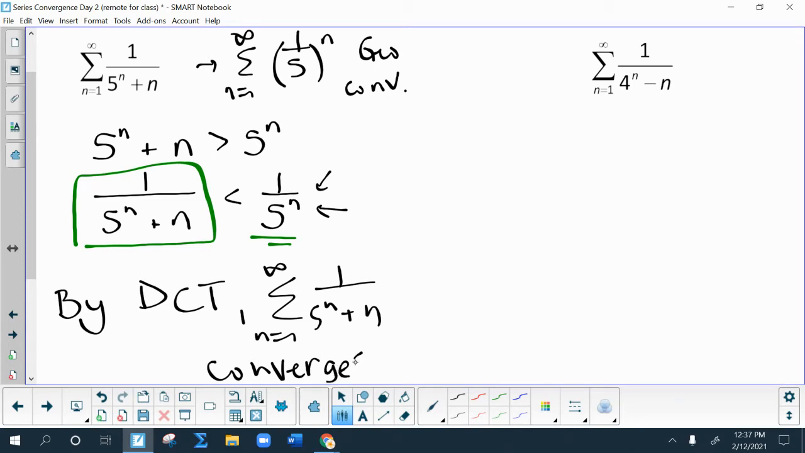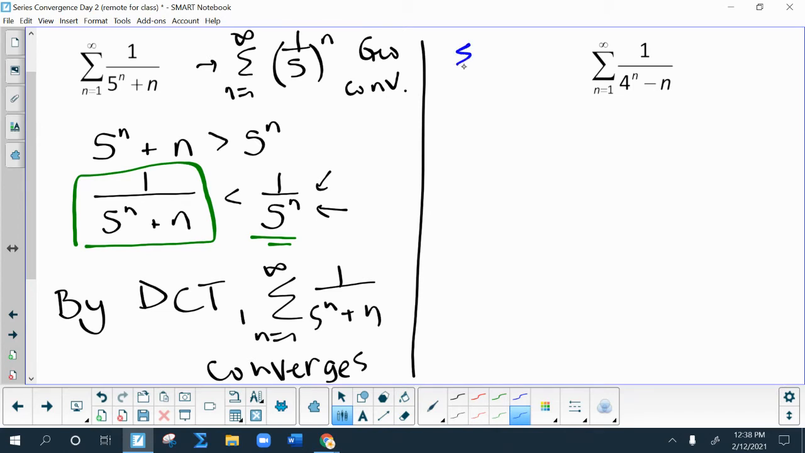Direct comparison test tends to work really well when you're adding things in the denominator, assuming that you can separate it apart and have something that converges. I say that because the one on the right-hand side is subtracting, and you cannot use direct comparison test for that, because if you just think about what's happening over here, you would say 4 to the n minus n is less than 4 to the n, and then you'd reciprocate and it wouldn't work.